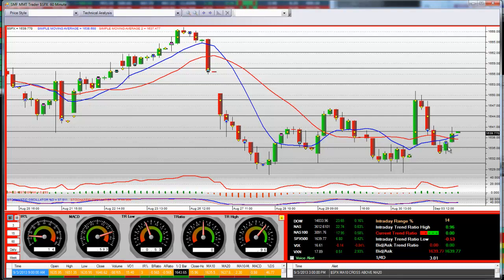And then for the last part of the close, the S&P came back up to 1639. It's 9 handles above a major support level on a 60-minute in the MMT platform. Price volatility increases. There's a lot more volatility coming in the indexes.